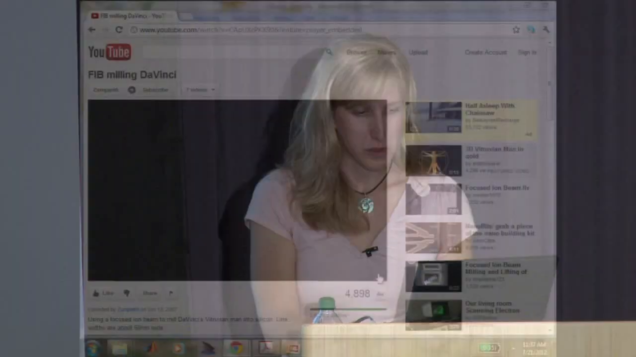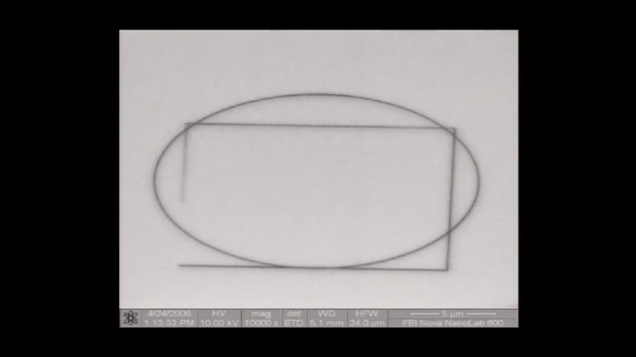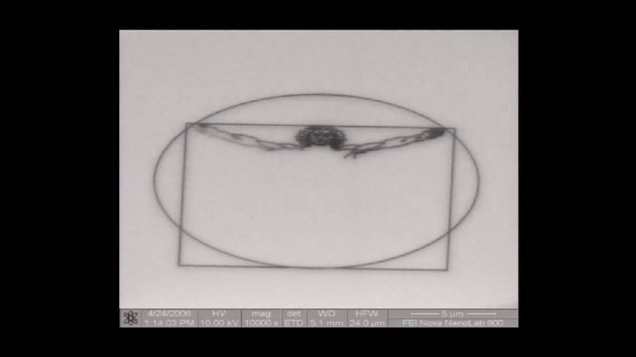So this is a YouTube video using focused ion beam milling. So basically highly focused gallium ions here in a silicon wafer to mill lines that are each about 60 nanometers in diameter. Some of the best focused ion beam machines in the world now can pattern structures down to about 1 nanometer in diameter. And you can see that very complex patterns can be made.